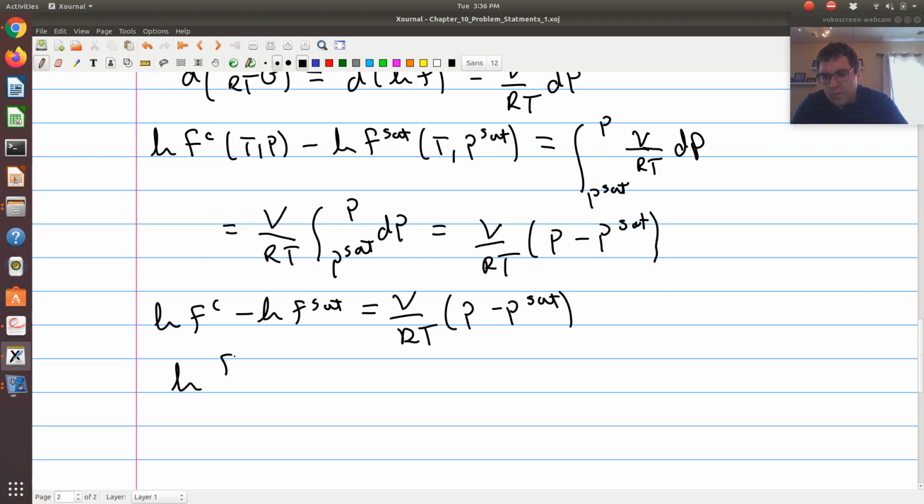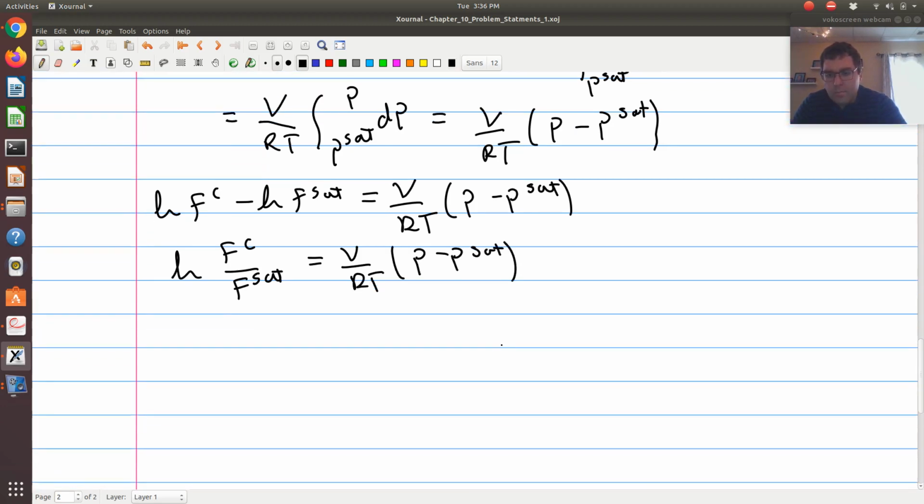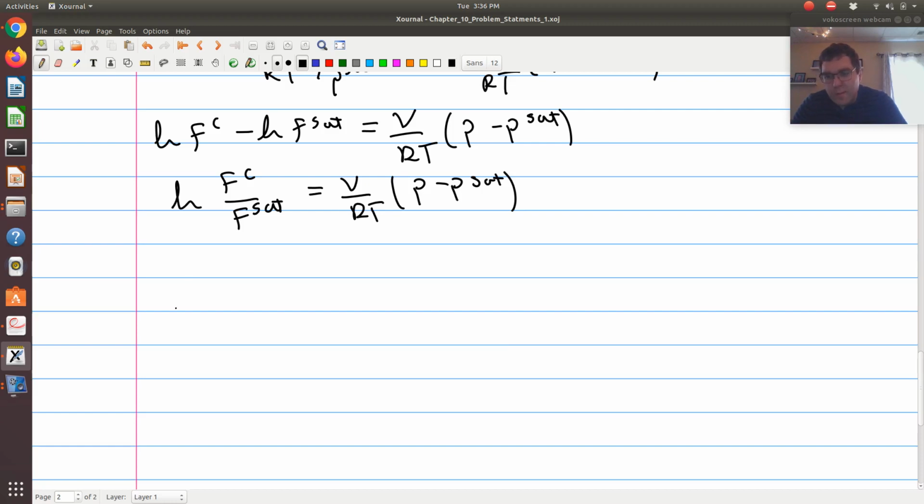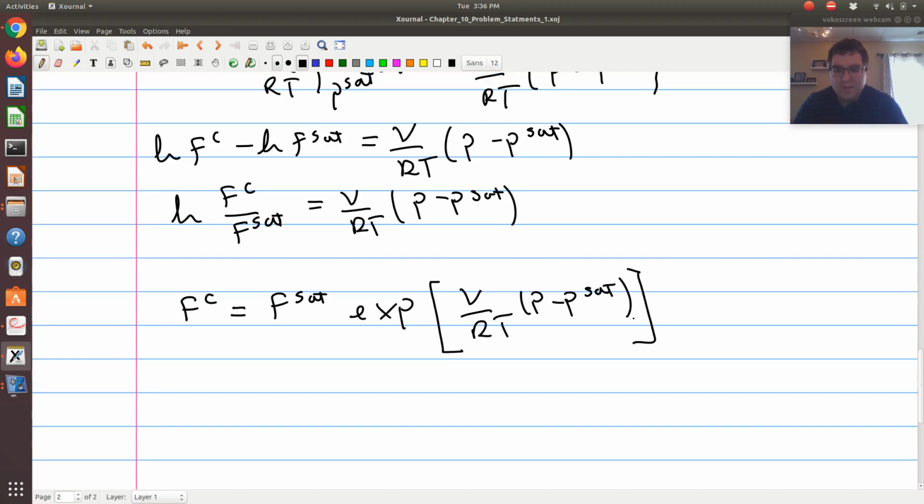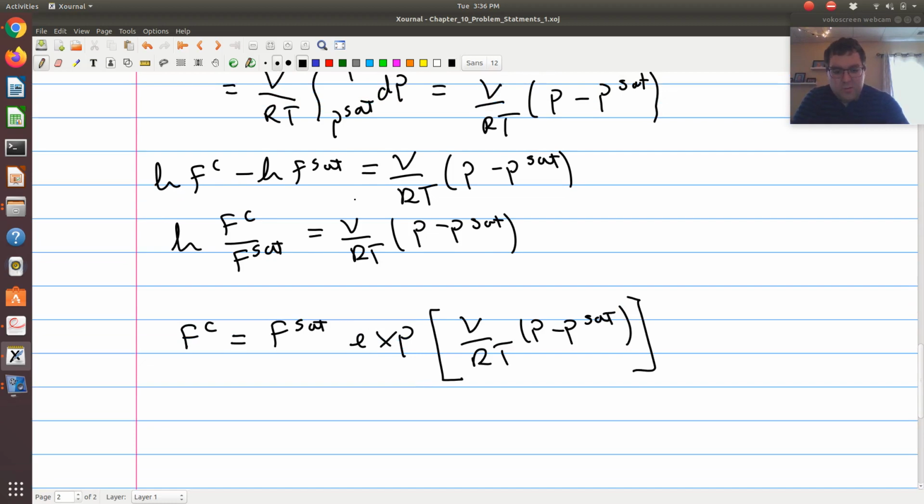Playing with my log rules, I can write this as log FC over FSAT is V over RT times P minus PSAT. Take the exponential and then multiply by FSAT, and I get FC is equal to FSAT times the exponential of V over RT times P minus PSAT. Okay, bam.